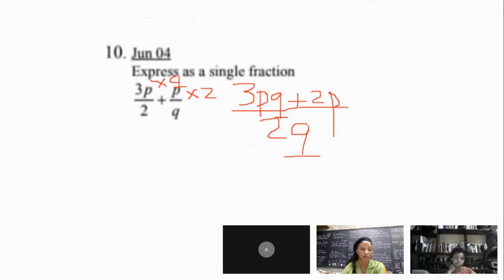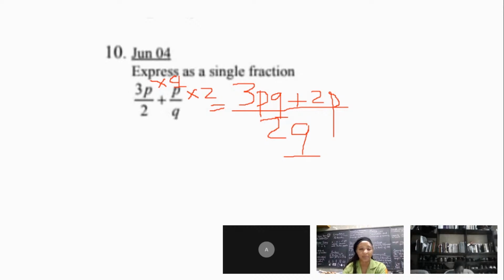And miss, can we add that because it has a like term? So these are 3 different terms. This has a P, this has a P, but we can't add them because this one doesn't have a Q. So P is different from PQ, right? You can't add P and PQ or Q and PQ. You can't combine those. You can multiply them or divide them, but you can't add.